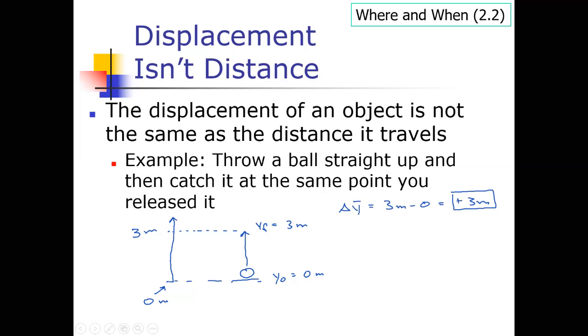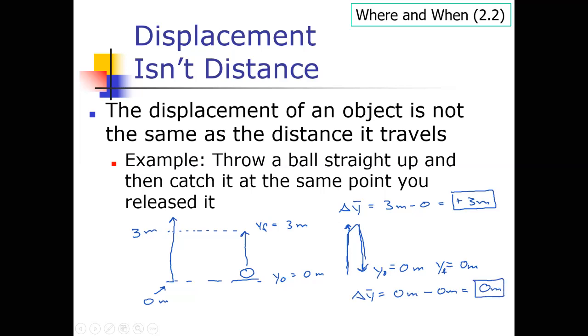Now, let's consider this. If the ball gets thrown up, and then we follow its pathway all the way back down to where we catch it. In that case, y initial is going to be 0. It starts out at 0. However, this time y final will be 0 because it ends up where it started. This time we're following a different pathway, up and then back down again. So if we calculate the displacement in this case, y final is 0 meters, y initial is 0 meters, and so the total displacement is 0 meters.